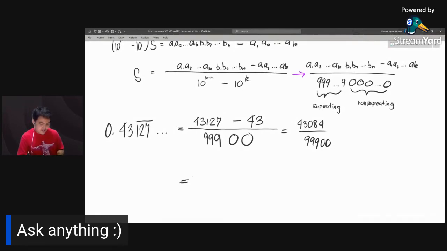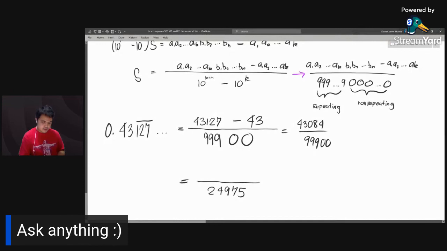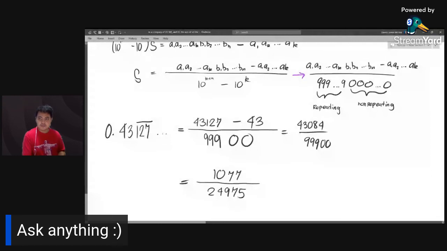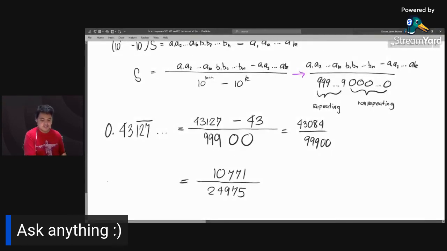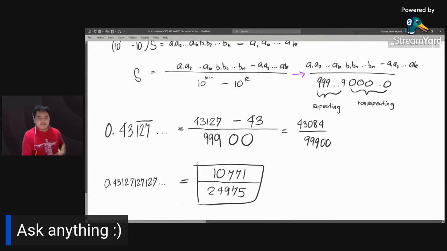Para mabilis, kakalculate ko na lang. Ay, hindi siya nakakalculate. So, divided by, wait lang, check ko lang yung prime factors, no? Divisible by 4. Ayan, so divisible by 4 naman silang dalawa. So, this is 24975. Tapos yung ating numerator is 10771. Charan! So, ang ating decimal na ganyan, 0.43127127, dot, is the same as this one. Diba?